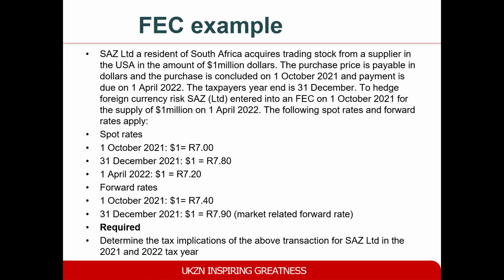How much is the contract? 7.40. So at 1st October, 31st December 2021, 7 Rand 90. That's the market-related rate of that contract.